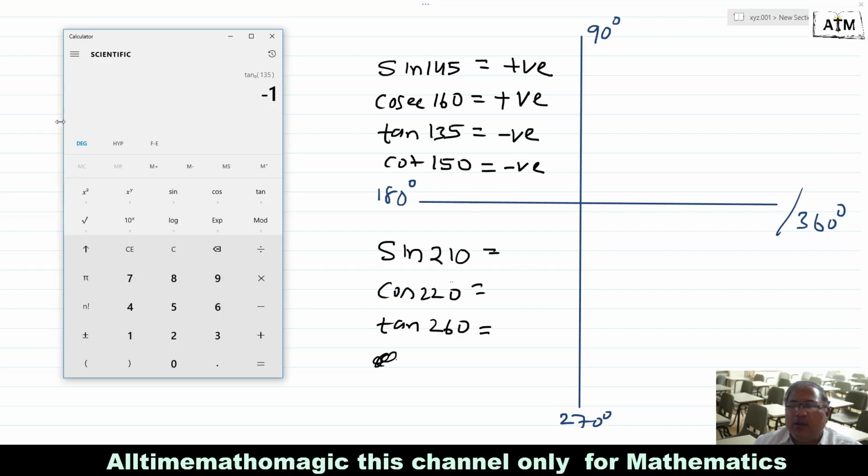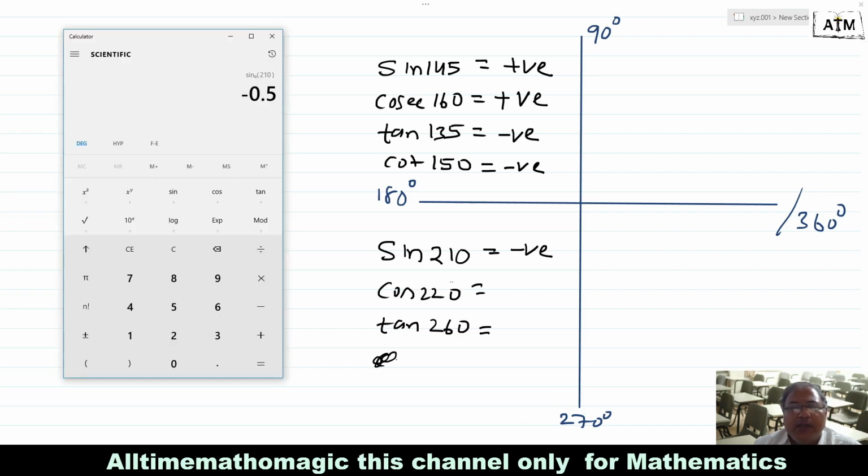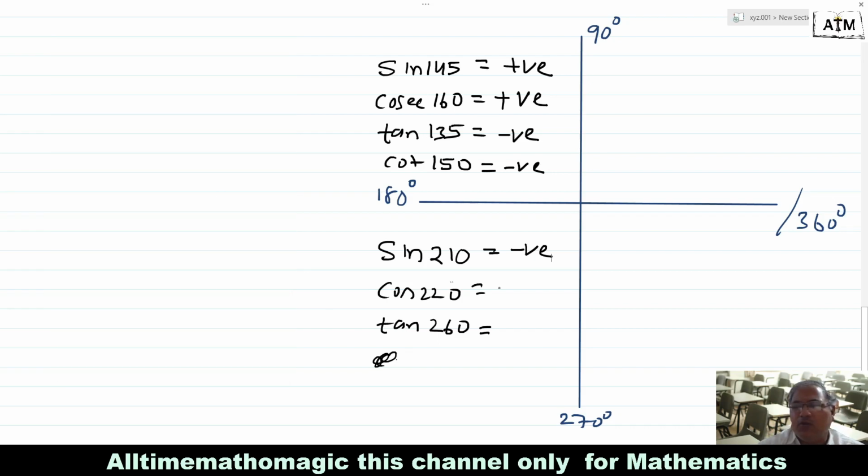Now I have a calculator here. Sin 210 is negative. In the third quadrant, sine is negative. Now take cos 220. Cos 220 is negative, because in the third quadrant cos is negative, so the result will be negative.